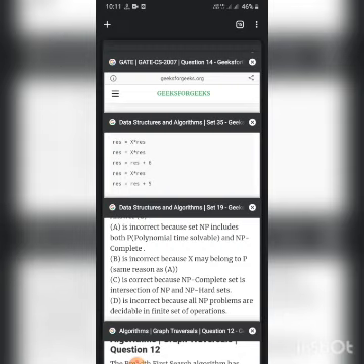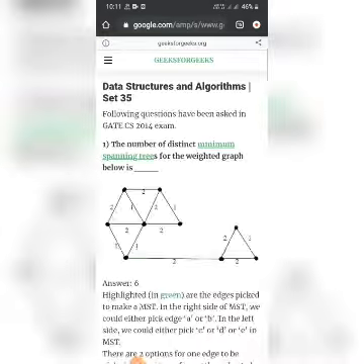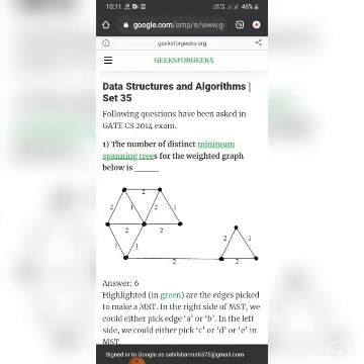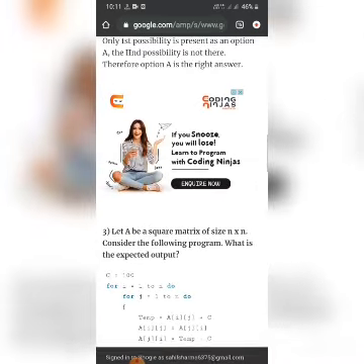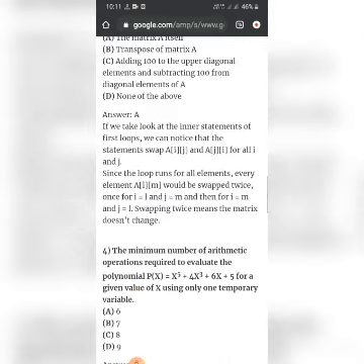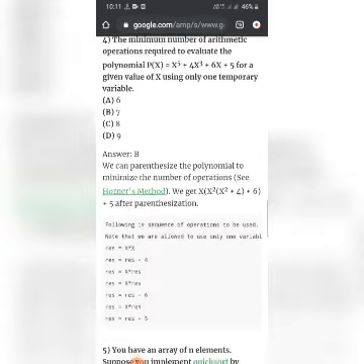And the next question they asked is the minimum number of arithmetic operations required to evaluate the polynomial expression for a given value of x using only one temporary variable, and the answer is B.